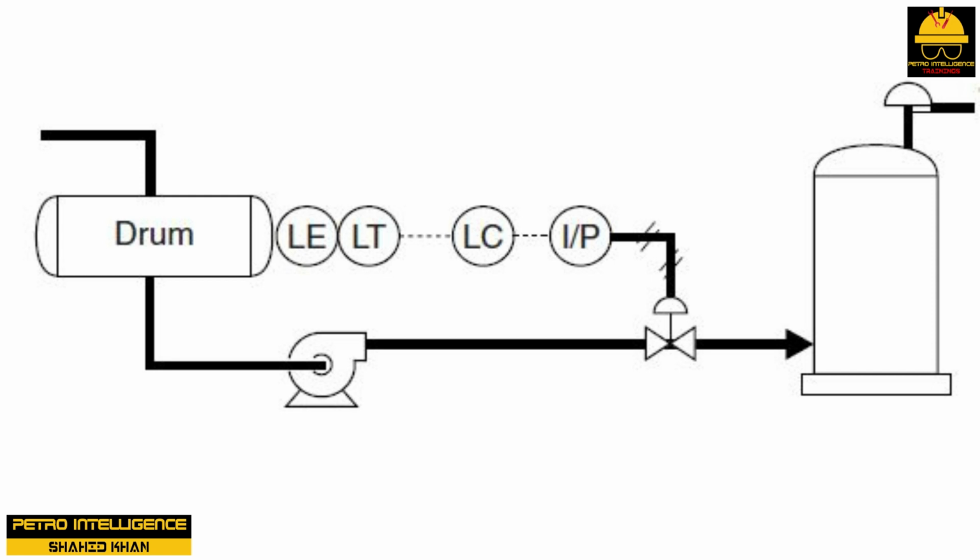The primary element or sensor is inside the transmitter, as indicated by the lack of a line separating LE and LT. These two devices couple up to detect and send a signal to a level controller. A transducer converts the signal and opens or closes the control valve.